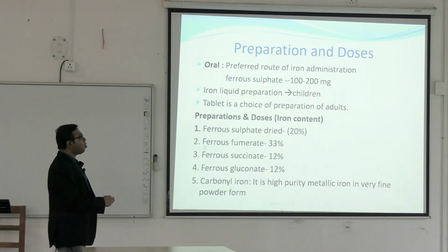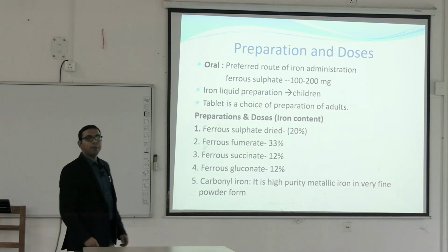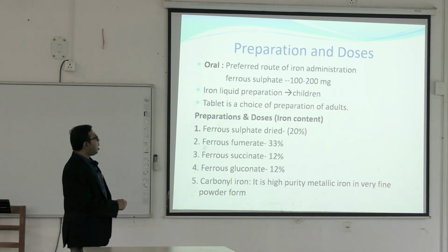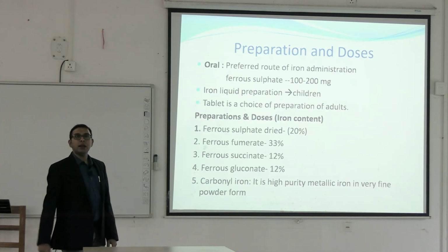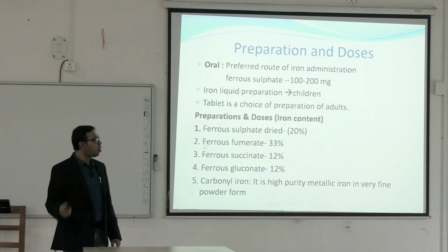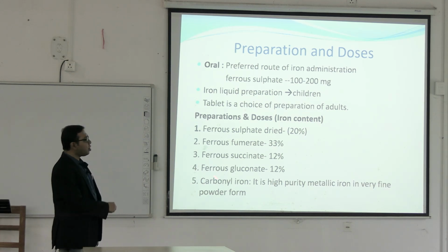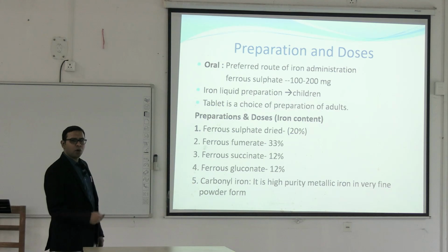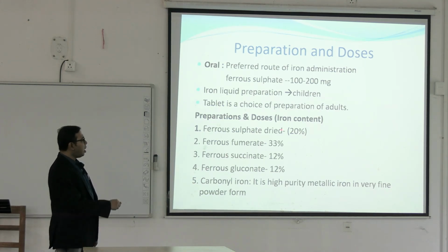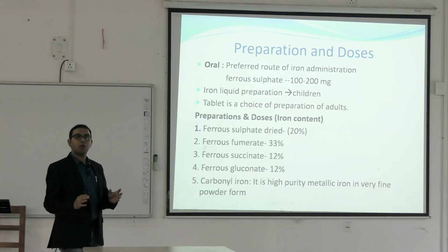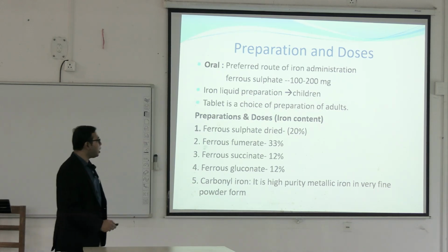For oral tablets, usually ferrous sulfate 100 to 200 milligram per day is given, usually in divided doses. Iron liquid preparation is usually given to children when there is iron deficiency. Tablet is the preparation of choice for adults. You can see these are the different preparations: ferrous sulfate is more common, or ferrous fumarate, ferrous succinate, ferrous gluconate, etc. There are different free iron contents within these, and accordingly we have to determine how much iron tablet has to be given.